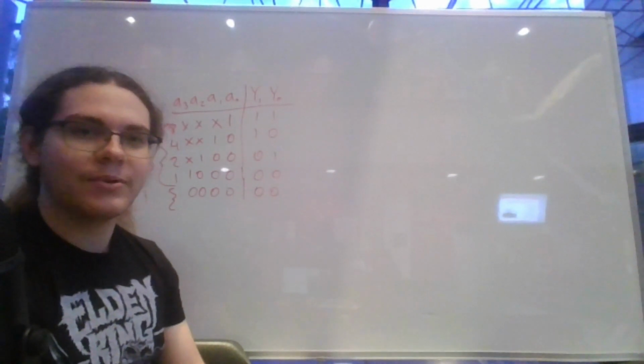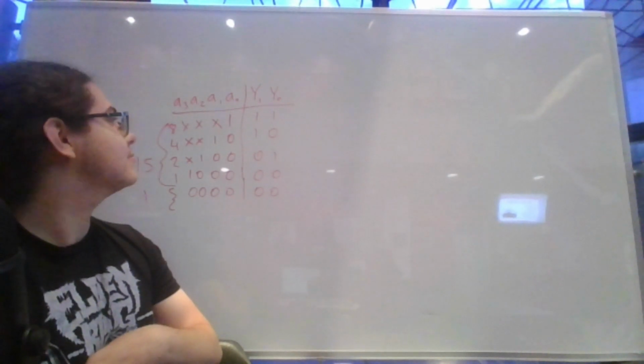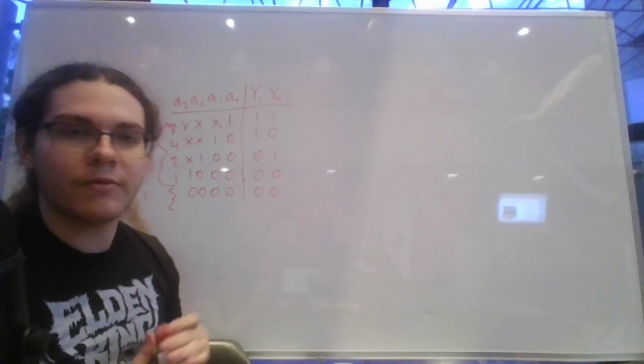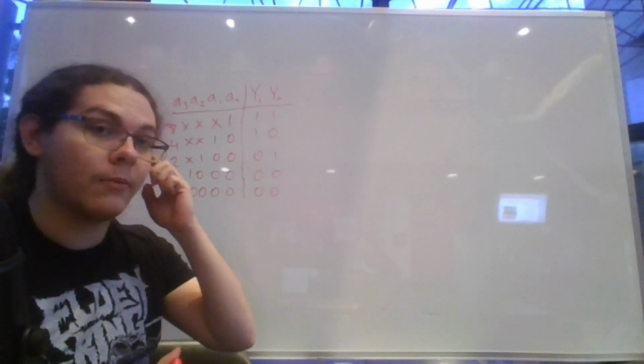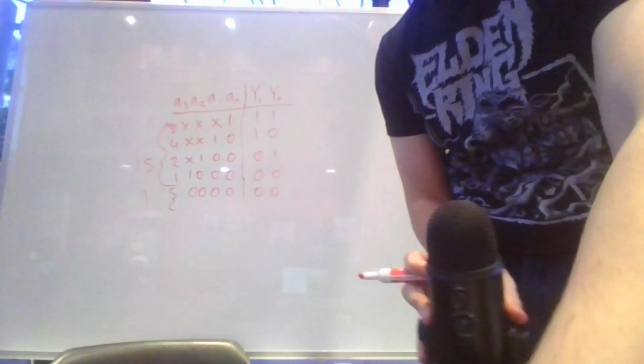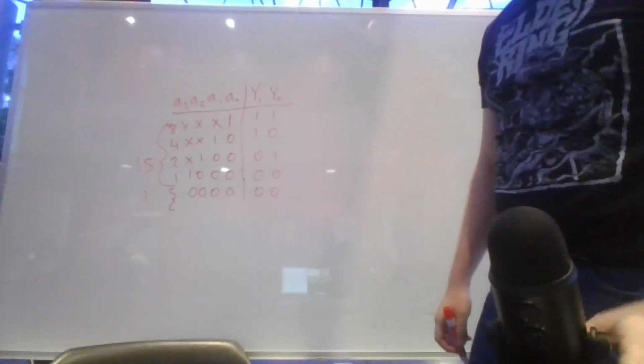K-map. I'm going to do the K-map for y0, and then I'll see how I'm feeling, if I want to do the equation or the K-map for y1. So we'll start with y0. Okay, cool.